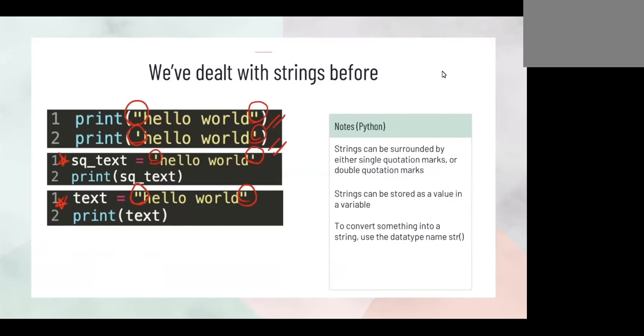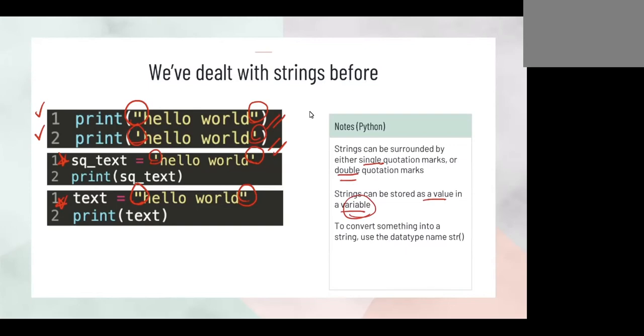So when we talk about the different notes in Python, the different observations, we can see that strings can be surrounded by either single quotation marks or double quotation marks. And strings can also be stored as a value in a variable. They don't have to be standalone values, just like how we see in this one right here and this one right here. Stored in variables, do what you will with it.